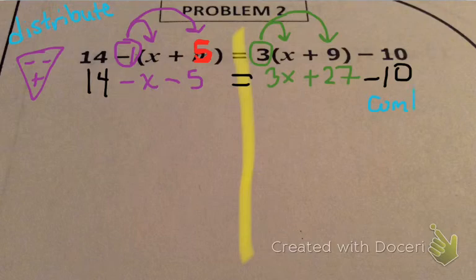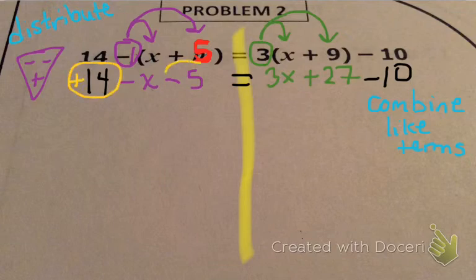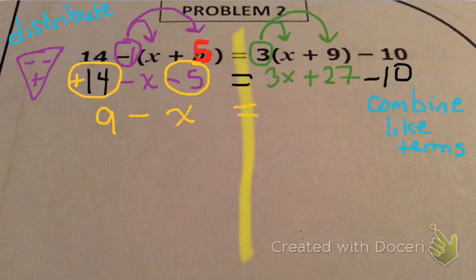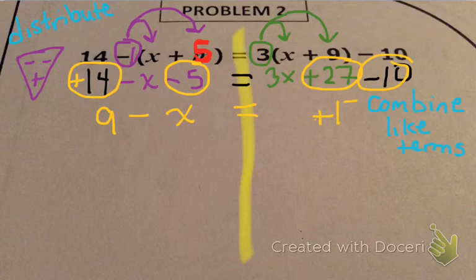Let me write that down. On the left side, we have a +14 and a -5. To combine like terms, that's 14 minus 5, which is +9. Bring everything else down. On the right-hand side, my like terms are a +27 and a -10. So that's 27 minus 10, which is a +17. And bring everything else down.